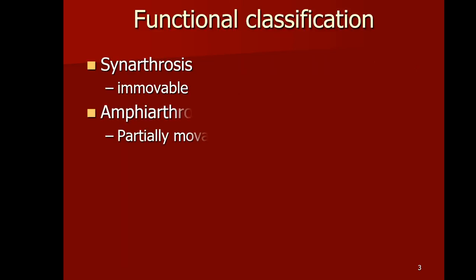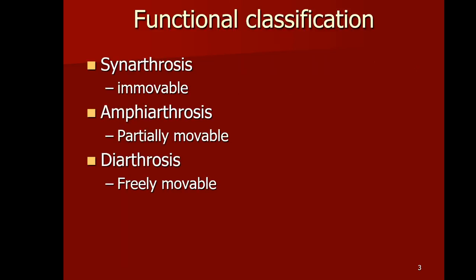Functionally, we're going to classify joints in three ways, and they're classified by how much they move. Some joints are immovable. They're called synarthroses. A synarthrosis is an immovable joint. A joint that moves just a tiny bit is partially movable. It's called an amphiarthrosis. And then a joint that moves freely is called a diarthrosis. Most of the joints that you think of when you think about joints are going to be diarthroses.